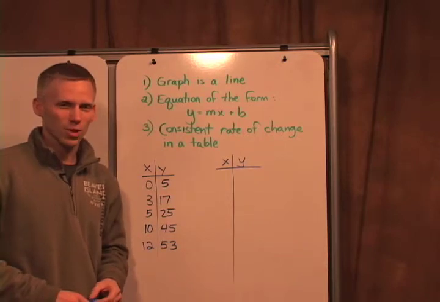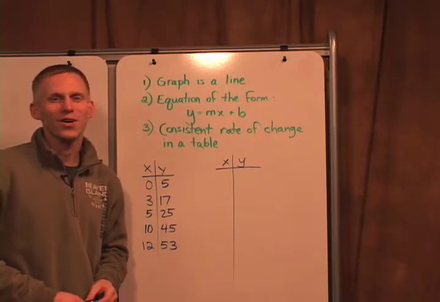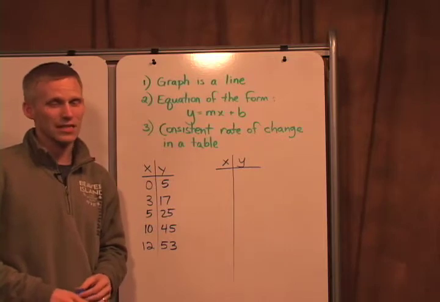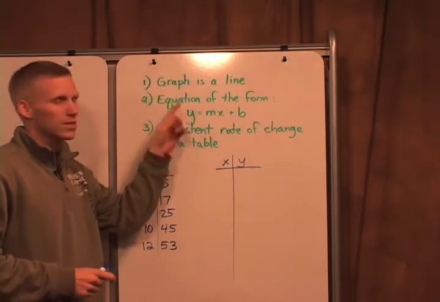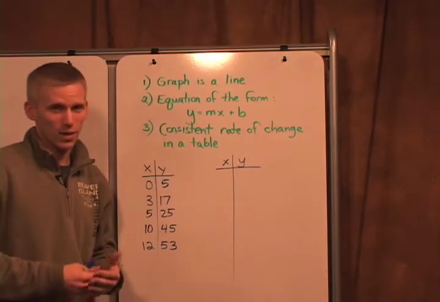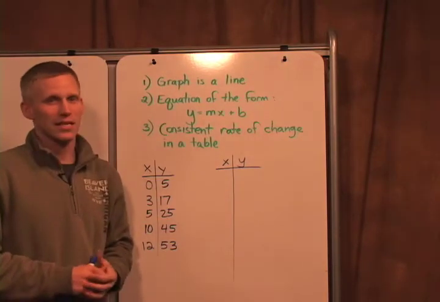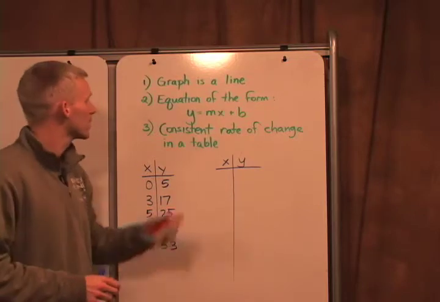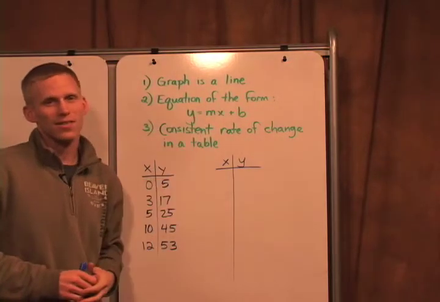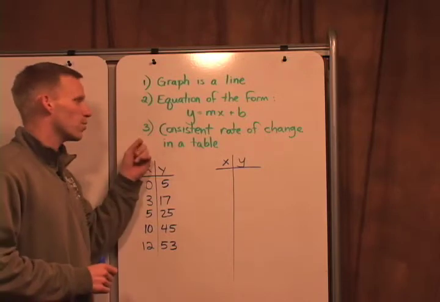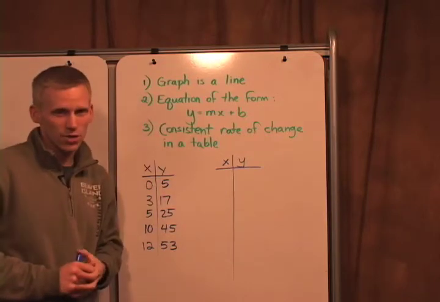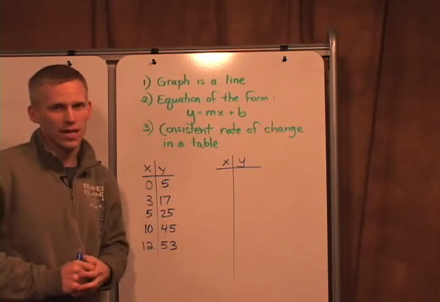All right, class, we have learned 3 different ways of figuring out whether a function is linear or not, and those are listed for you up here on the board. First is, if you graph it, you better come up with a line, or something that is at least approximately linear. Number 2, we have to have an equation that's of the form y equals mx plus b. And 3, we need to find a consistent rate of change when looking at values in a table.